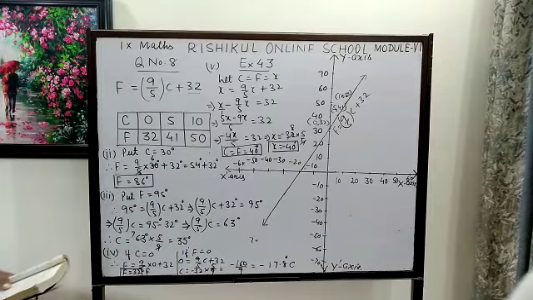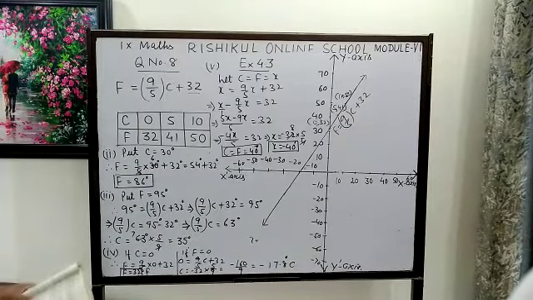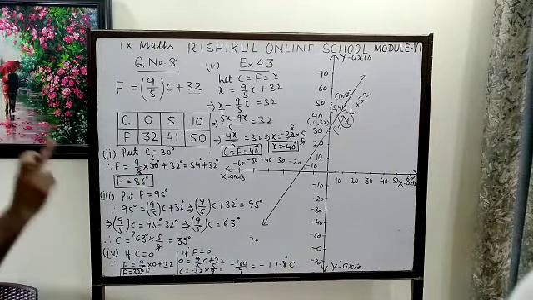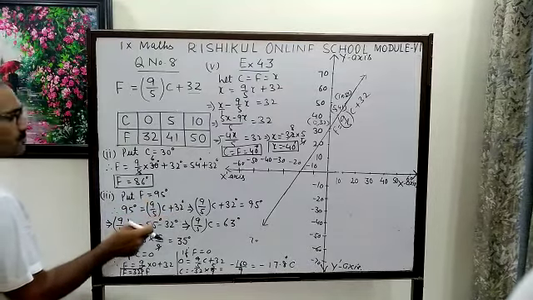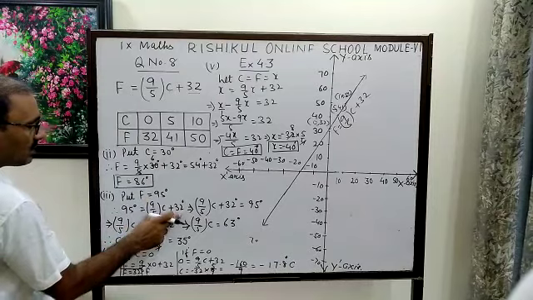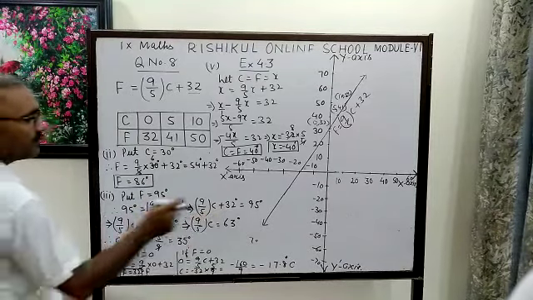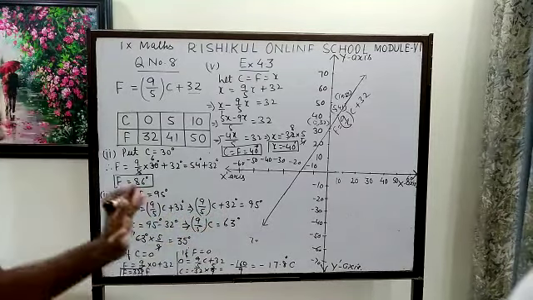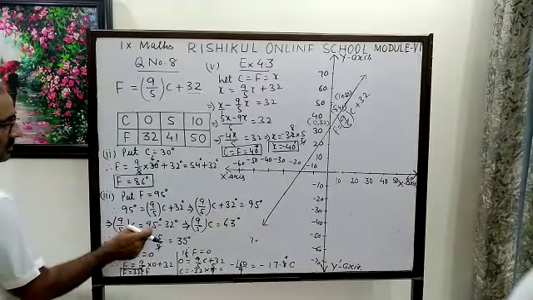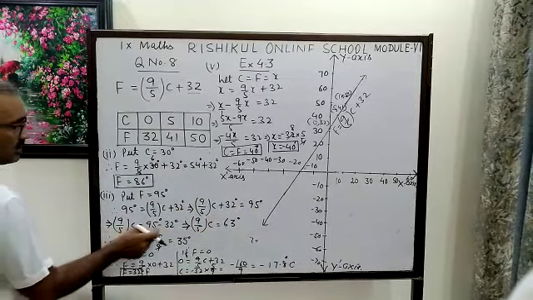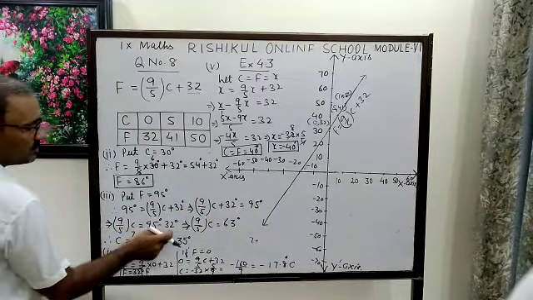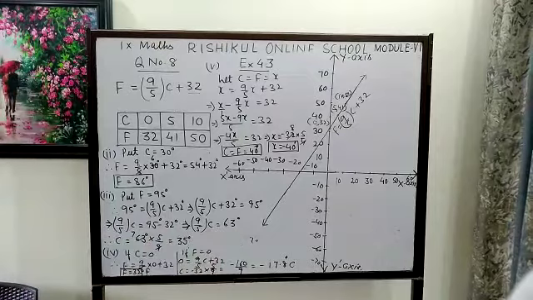Then the third part. If the temperature is 95 degrees Fahrenheit, in place of F you put 95. What is the temperature in Celsius? Then 95 = (9/5)C + 32. Transferring the sides right to left, no sign will change. Now you transfer the 32 from left to right, the sign will change. So (9/5)C = 95 minus 32, subtract 32 from 95, you get 63.